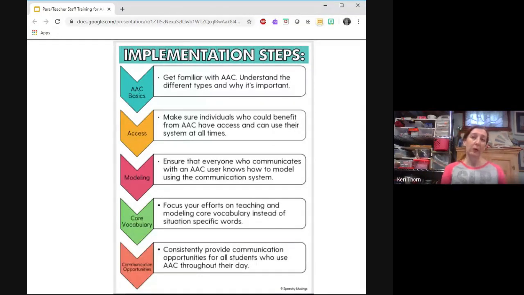The next component is core vocabulary. This is really important for our students to be able to generalize the use of the device throughout their school day. And we'll get into that a little bit more later on. The last part is opportunities. If you have nothing to say, you're not going to communicate. We need to give them opportunities for something to talk about.